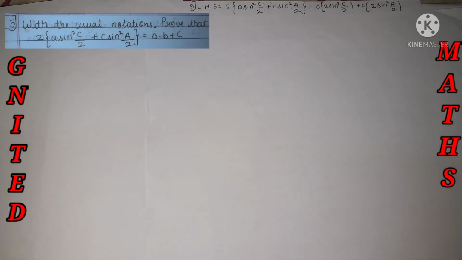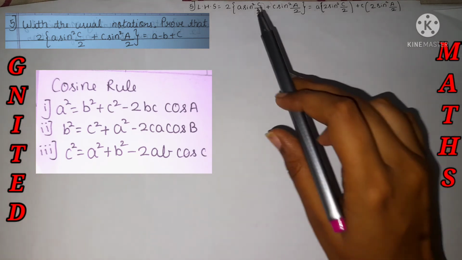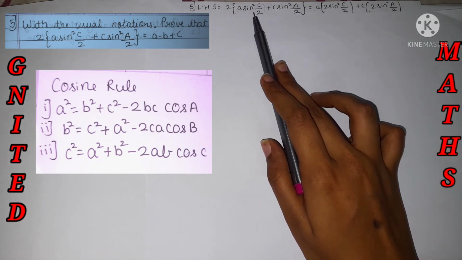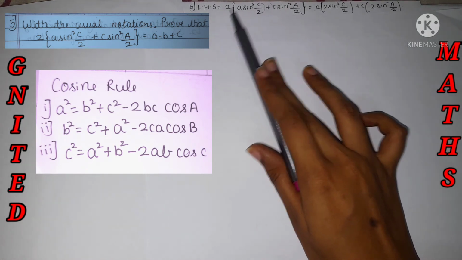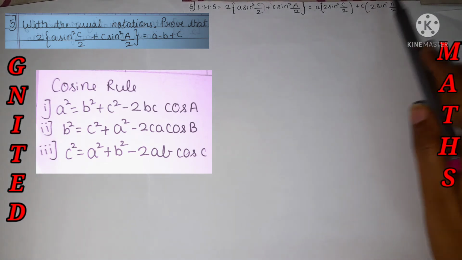Move to the fifth main question. Over here we are going to take the LHS value and prove it to the RHS. Over here we are going to use the cosine rule formula. So let's get started. Let's take the LHS value over here. Yes, we have taken it, and over here I have just multiplied by 2 with each and every term, and kept a and c over here. It's nothing but a times 2 sine square C by 2 and c times 2 sine square A by 2.